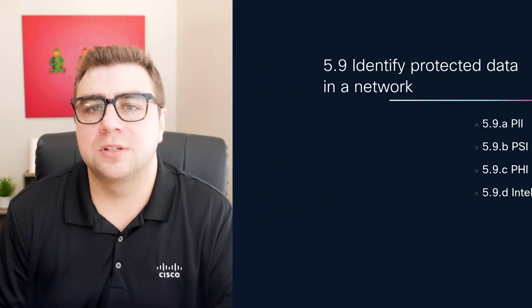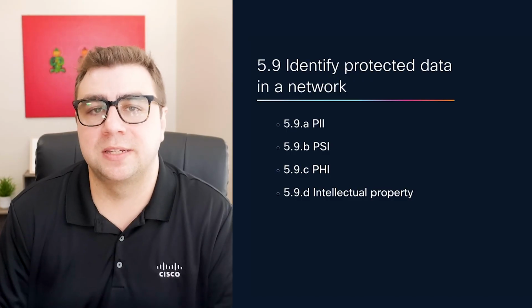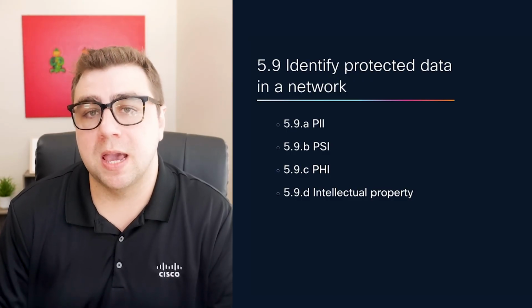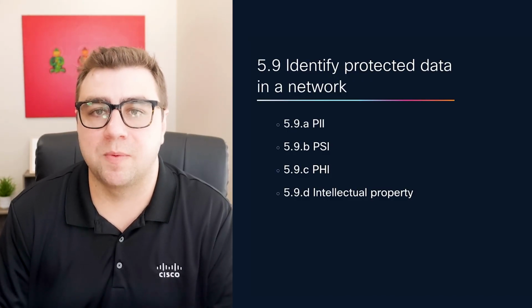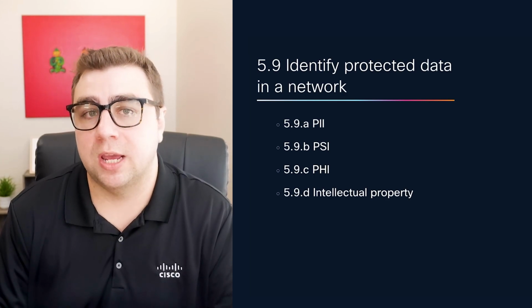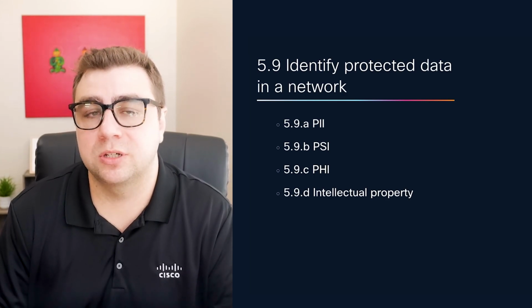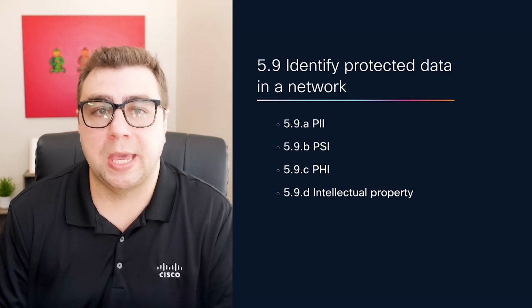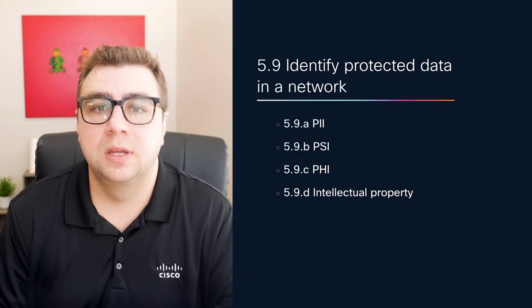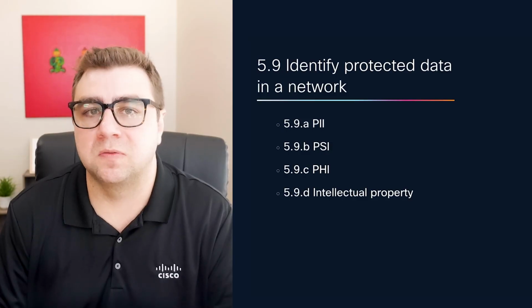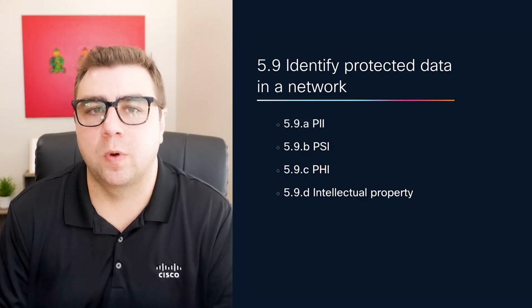You'll also want to understand how to identify protected data types. This includes PII, which stands for Personally Identifiable Information, PHI, which stands for Protected Health Information, PSI, which is Payment System Information, and Intellectual Property. Different industries are governed by different regulations, and you may be expected to recognize which data types require which level of protection.